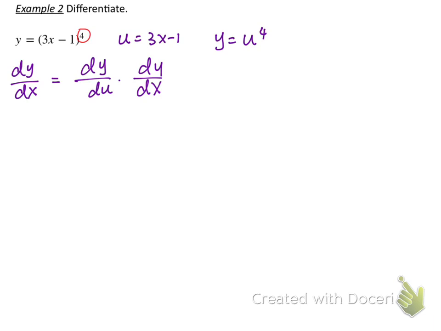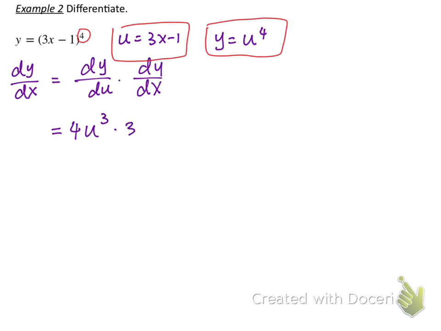So dy/du is differentiating this function with respect to u. This is a power, u to the fourth power, right? So I pull the exponent to the front and I subtract 1. Then du/dx, I'm looking at u as the function and x as the independent variable. And when I differentiate that, I'm having 3, x is gone, minus 0.